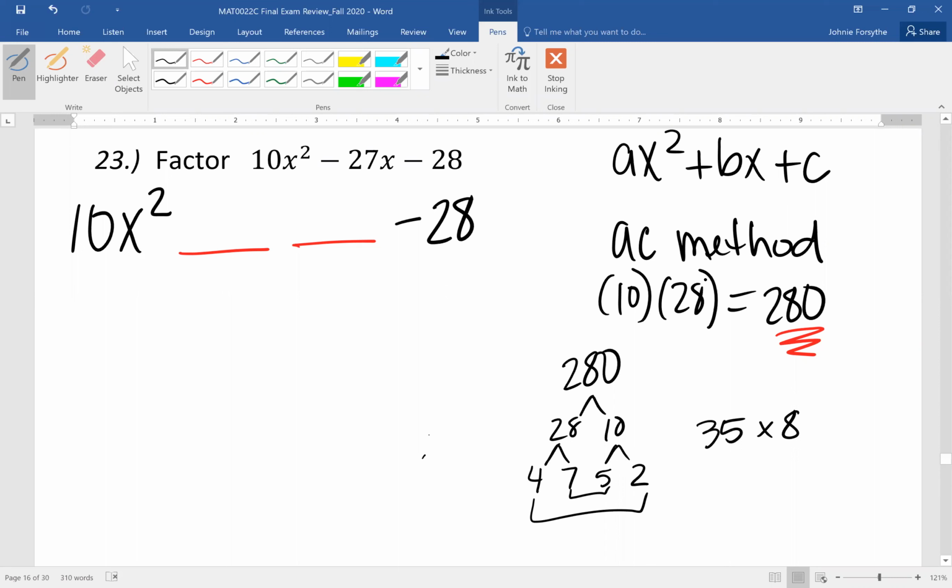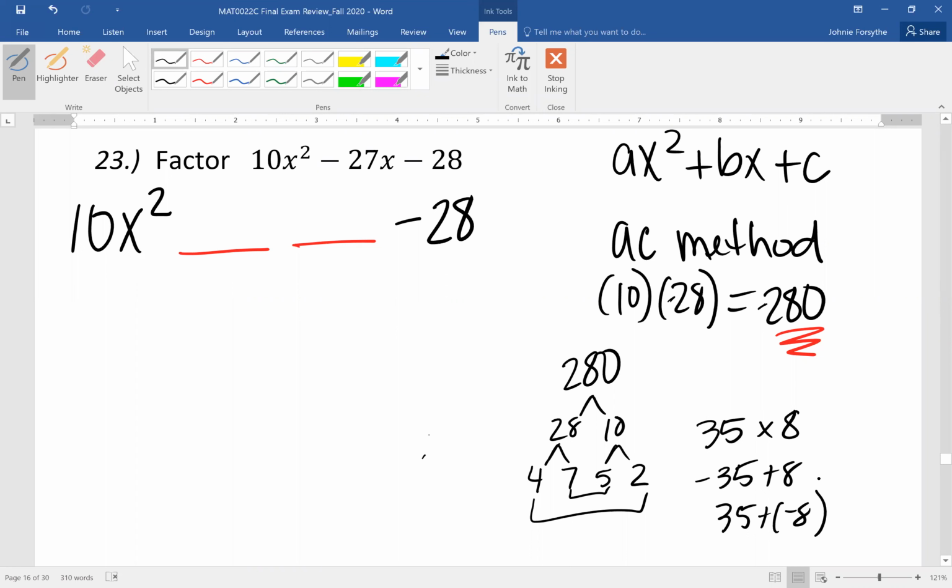But it's negative 280 is what we're looking at. This is a negative. All right. So I need to keep that in mind that one of these needs to be a negative number to give me a negative product. And then I need for the sum of these two integers, whether it's negative 35 plus 8 or 35 plus negative 8, to equal negative 27.